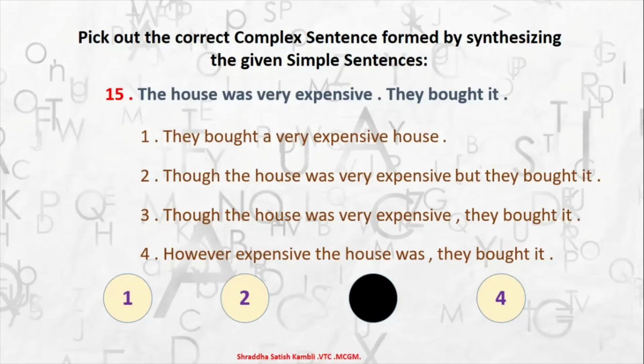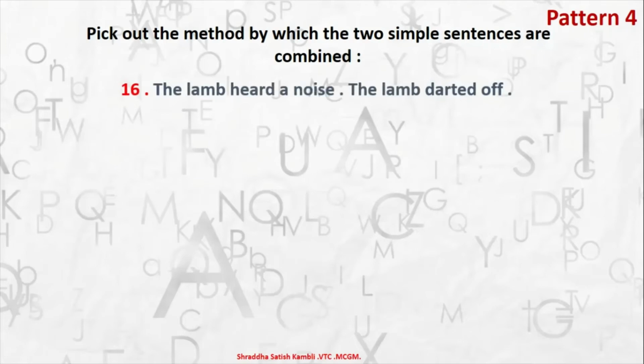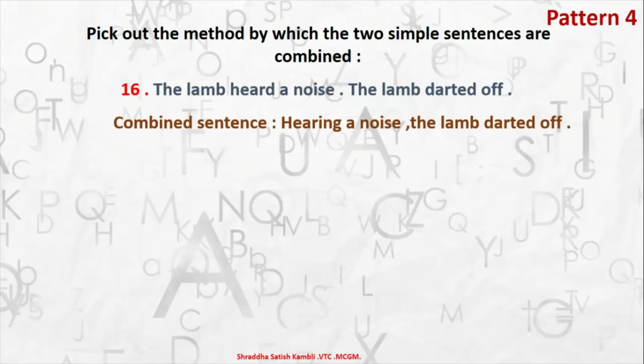sentence. Now we move on to a pattern where we will have to pick up a method. We will have to identify the method which was used in order to combine the two simple sentences. Okay, so come on, let's see. So these are the two simple sentences. The lamb heard a noise, the lamb darted off. And this is the combined one, that is, this is the answer. Hearing a noise, the lamb darted off.